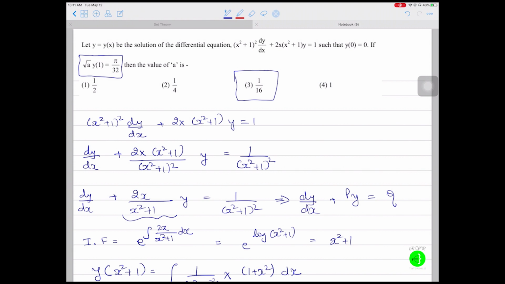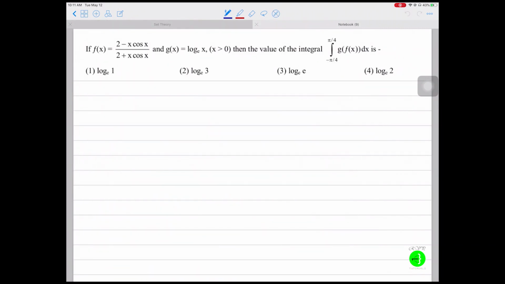If f of x equals (2 minus x cosine x) over (2 plus x cosine x) and g of x equals log x, where x is greater than 0, then the value of the integral from negative pi over 4 to positive pi over 4 of g of f of x dx is. So we know that g of x equals log x and f of x equals (2 minus x cosine x) over (2 plus x cosine x).